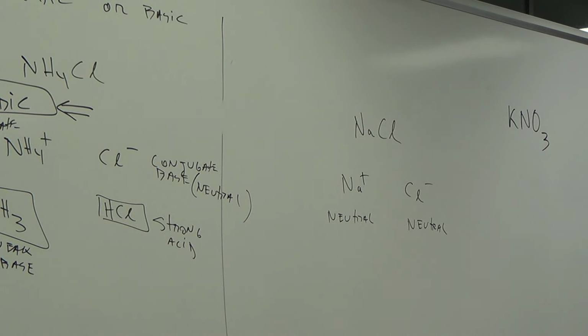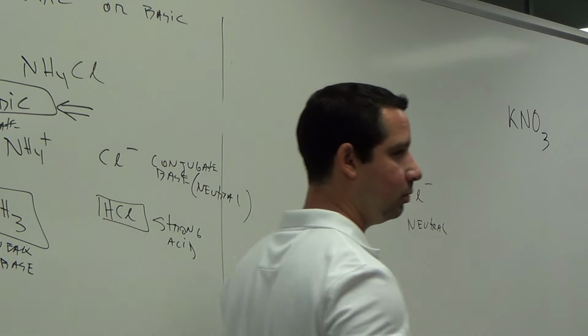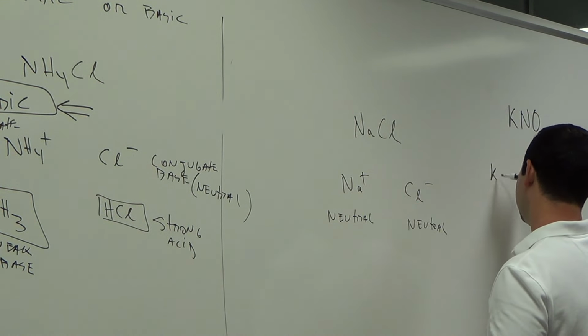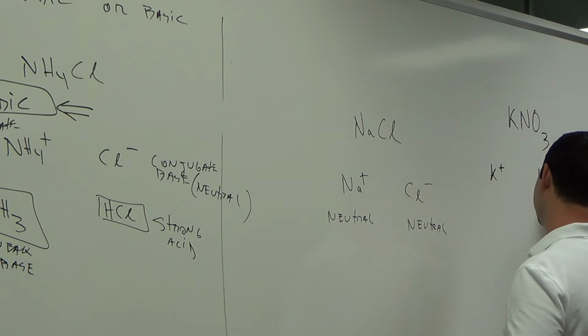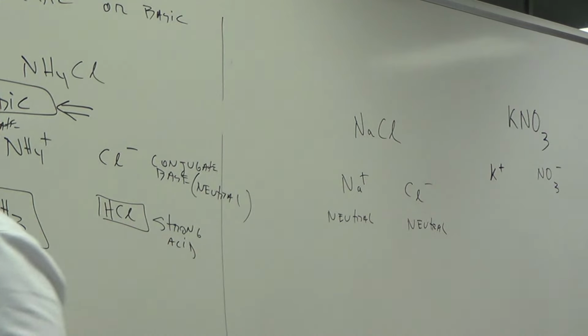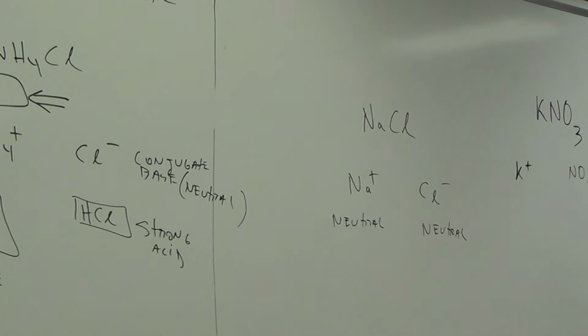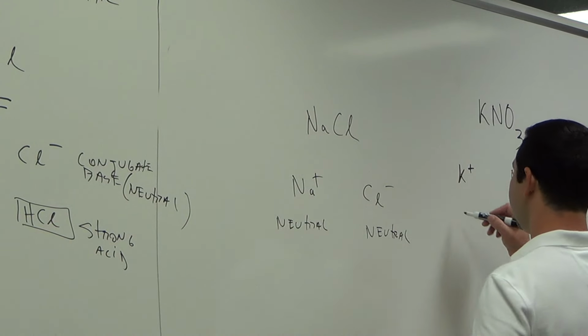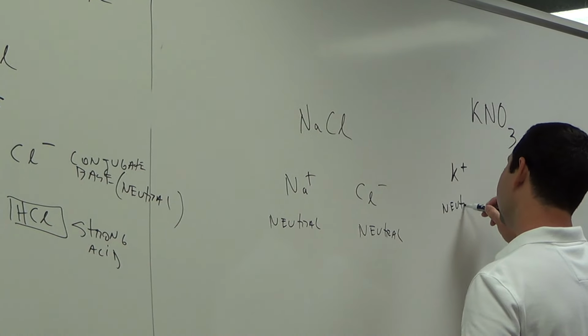Acidic, basic, or neutral? So it's potassium and nitrate. You have to split these, yes? One is potassium plus and the other one is nitrate, NO3 minus. Okay? Potassium plus is from what group? First. This is group 1, so this is neutral.